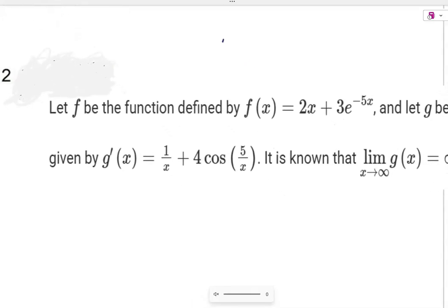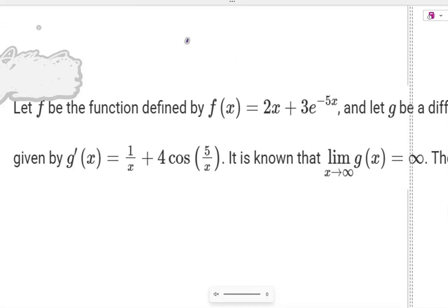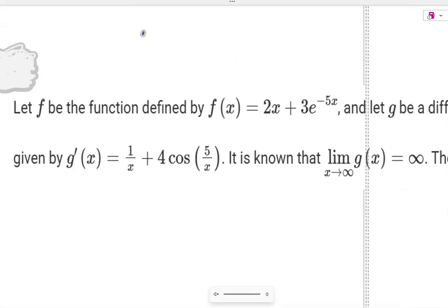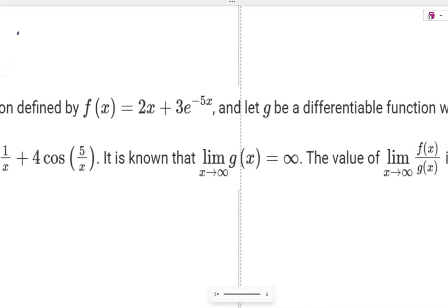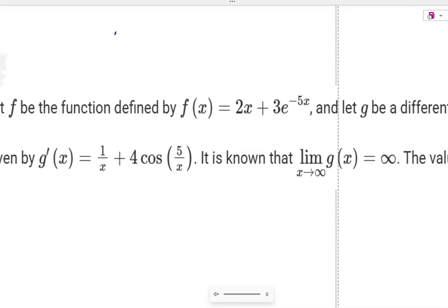Take a look at this. Let's read it together. Very obscure, straight from the College Board. Probably no surprise there, right? Let f be the function defined by f of x equals 2x plus 3e to the negative 5x. And let g be a differentiable function with this derivative. They're not even telling us what g is.